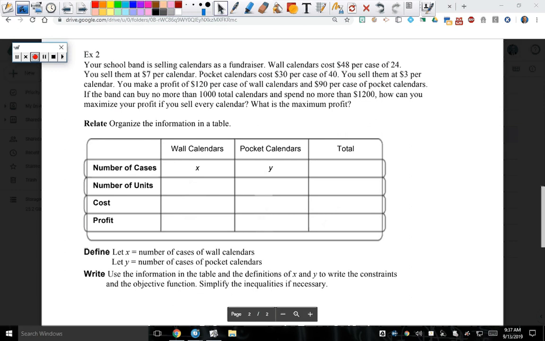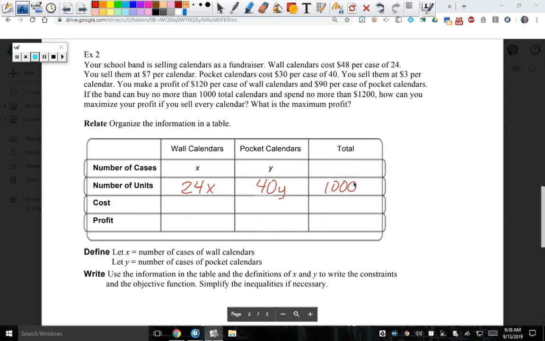24 what? Yeah, so the variable, you're right, would be 24x. Perfect. Yep. Skylar, what would you put for pocket calendars? 40 what? 40y. Yep, 40y. Alright, so let's go to Catherine. What would you put for the total of number of units? 1,000. Yes.